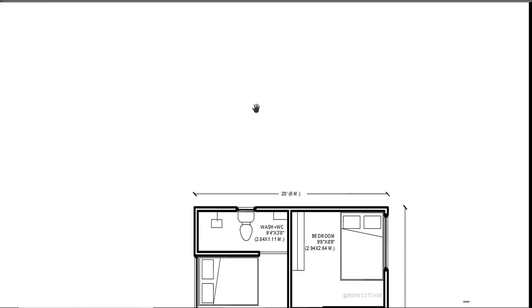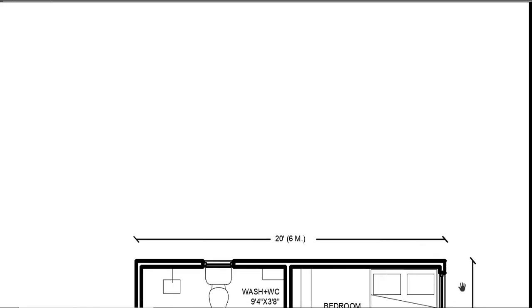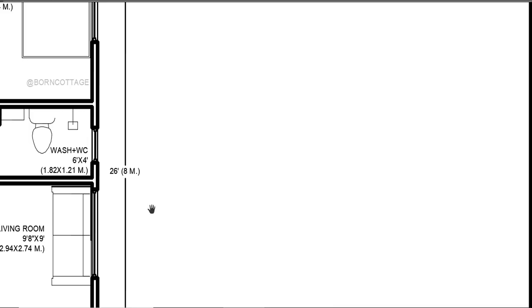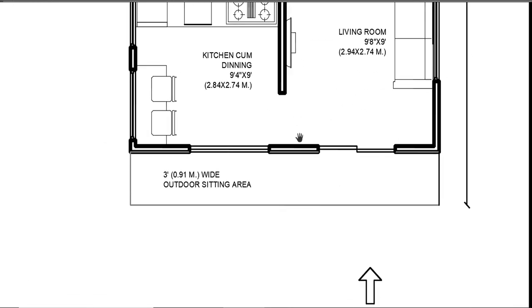The total area I have taken is, the width is 20 feet, in meter 6 meter, and the length is 26 feet, in meter 8 meter. In the front we have a 3 feet, in meter 0.91 meter, wide outdoor sitting area and a sliding door. After that we'll go inside.